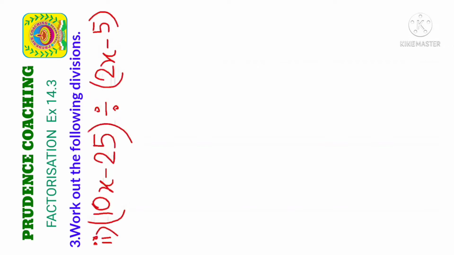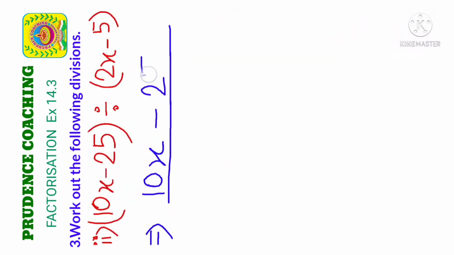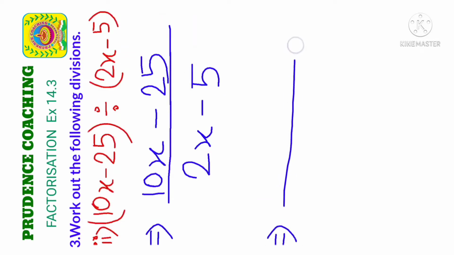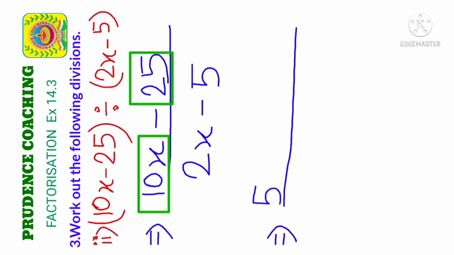Now let us start with the next sum. As you can see, we are going to divide 10x minus 25 by 2x minus 5. So you will write it like this. Now in the numerator, as you can see, we have in the first term 10 and in the second term 25. And HCF of 10 and 25 is 5. That means 5 is the greatest number that can divide 10 and 25 without leaving any remainder. And we have x in 10x, but in 25 we don't have any x. So 5 is the common factor here.